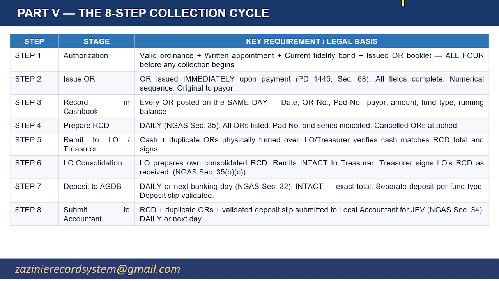Step 6, the liquidating officer, where involved, consolidates and remits intact. Step 7, the treasurer deposits to the authorized bank, daily, or by the next banking day. Step 8, the treasurer submits documentation to the accountant for the journal entry voucher. Next slide.